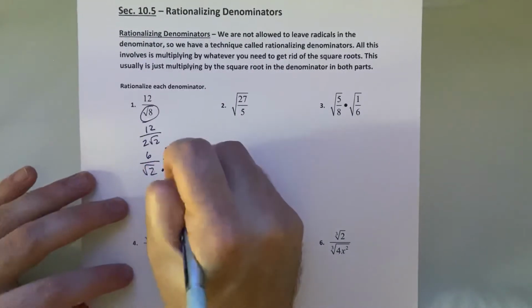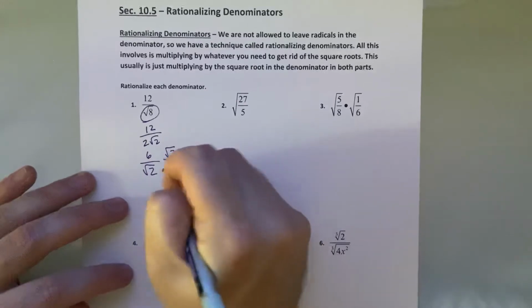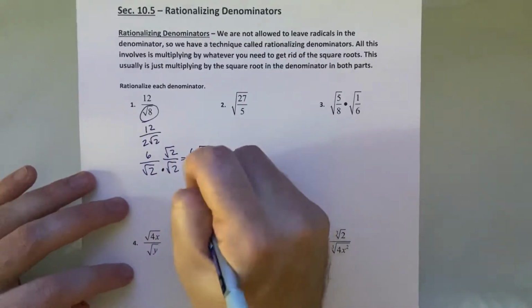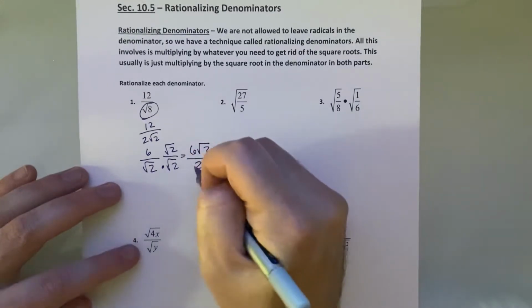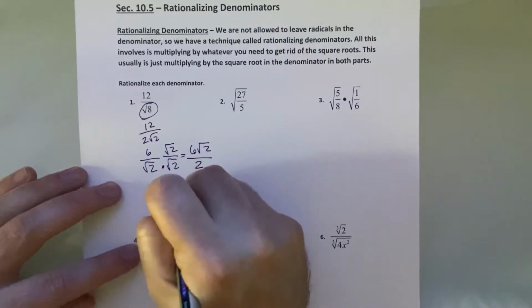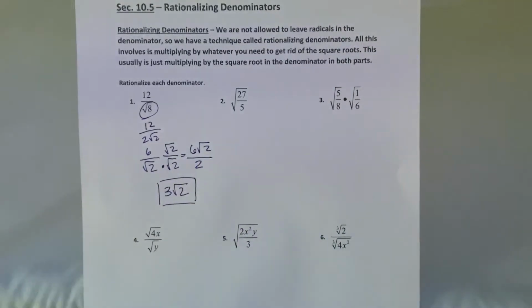So 6 times square root of 2 is just 6 square roots of 2. Square root of 2 times square root of 2, you can look at this as the square root of 4, but the square root of 4 is just 2. Dividing here, 6 divided by 2 is 3 square roots of 2. So oftentimes it can clean up pretty nicely.